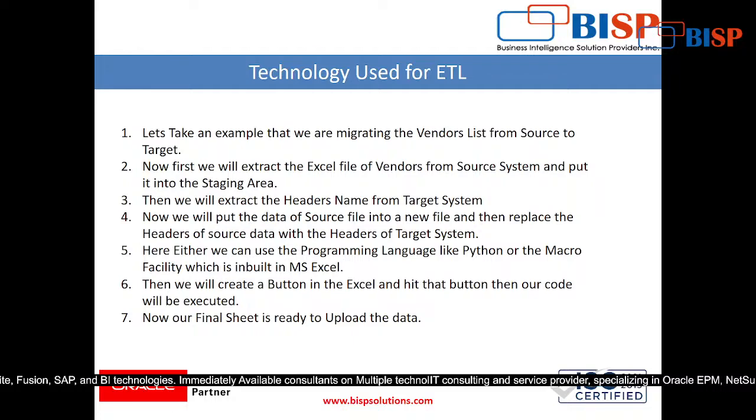Then we will create a button in the Excel and hit that button, then our code will be executed. See, running a macro also works with a button press. Similarly, if you connect Python with the Excel sheet, whenever you hit the button, we will add a button in the ribbon of the Excel sheet, and as soon as you hit the button, all your Python code will start executing, and all your headers will start being replaced with the target system's headers. And in this way, now your final sheet is ready to upload the data.